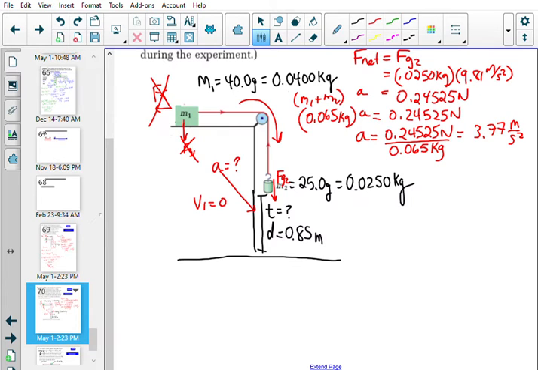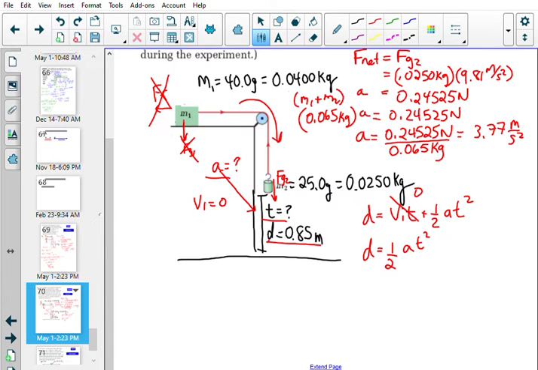So you're looking for a formula that has distance, acceleration, and time. The formula you need to use is vi t plus 1/2 a t squared. And good news, vi is 0, so that term just goes away. So you have distance equals 1 divided by 2 a t squared.